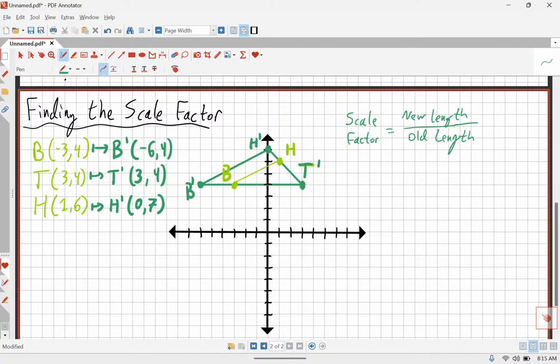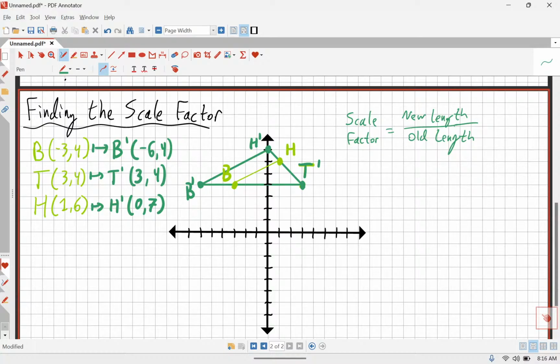Now, I'm looking at this figure, guys, and I'm seeing that there is a place that is going to be easier to count the distance of than any of the other ones. Do you guys like BT, TH, or HB? Which one do you think is going to be easier to work with? Let's go for BT. Why is BT going to be easier? Aiden. Yeah, it's horizontally flat. So I can just count.